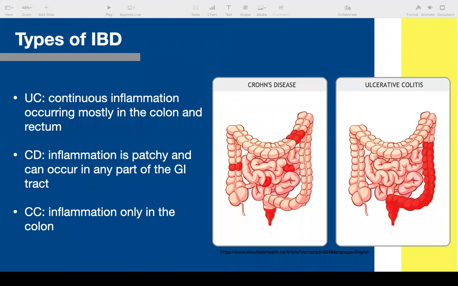For ulcerative colitis, inflammation is continuous and occurring mostly in the colon and rectum, as you can see here highlighted in the picture on the right of the screen. In Crohn's disease, which is the focus of this project, inflammation occurs in patches along any part of the GI tract. And unlike UC, which occurs in the mucosal layer, Crohn's disease can occur in multiple levels. In Crohn's colitis, inflammation only occurs in the colon.